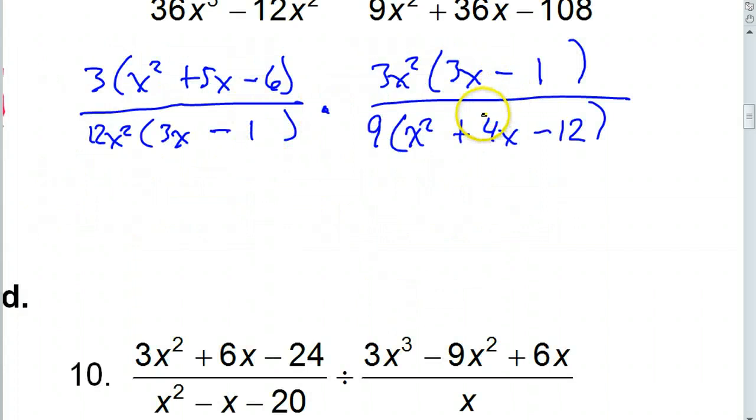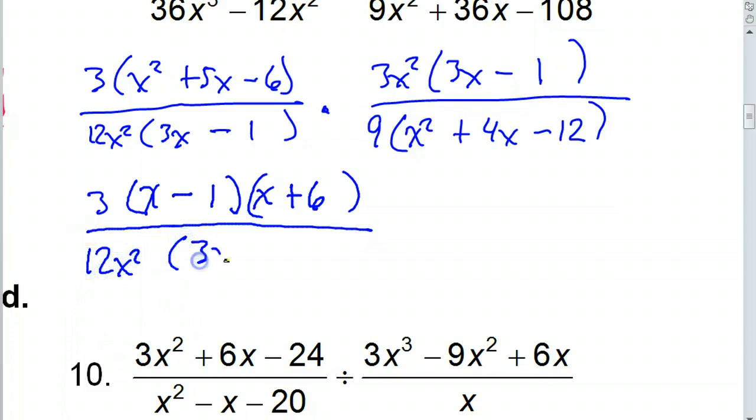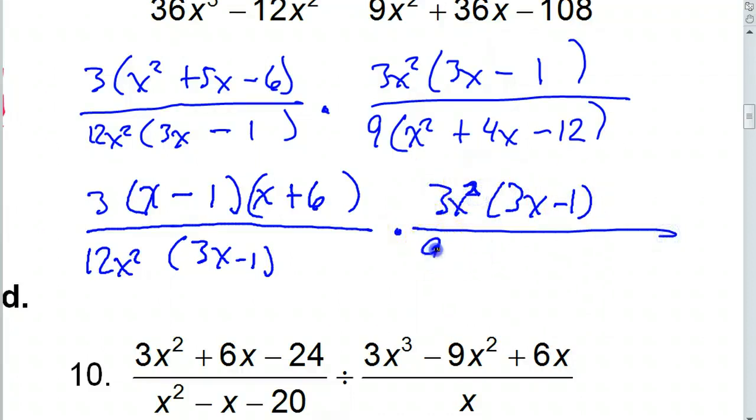All right, now we have to go another step and factor the trinomials. So over here I'll have 3, and then binomial, so this will be x and x. I'm thinking minus 1 plus 6. Okay, totally. And then we'll be at 3x minus 1. And then over here we'll have our 3x squared and our 3x minus 1. Okay, and then we have our 9. x plus 6, x minus 2, thank you.